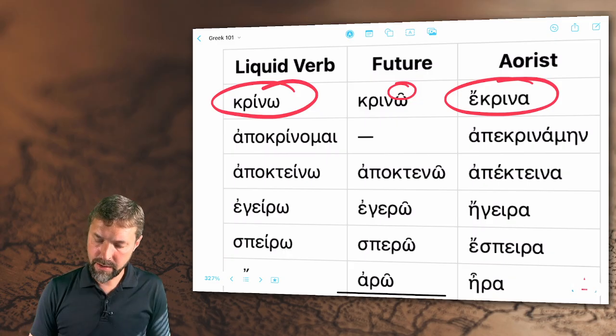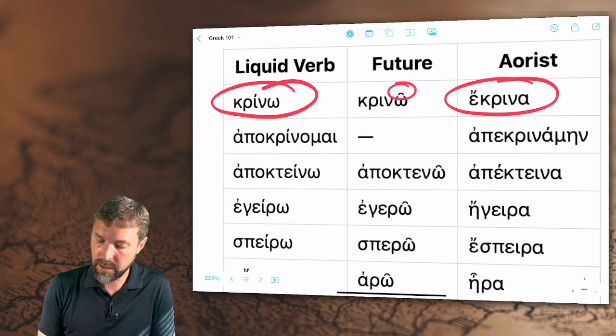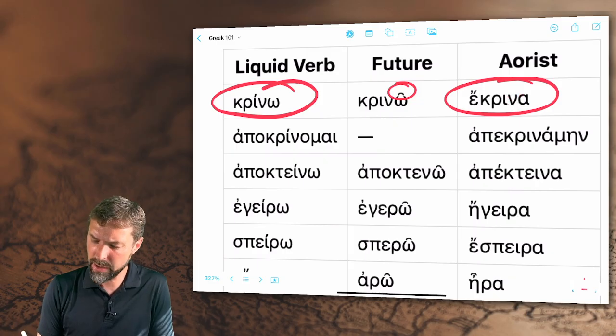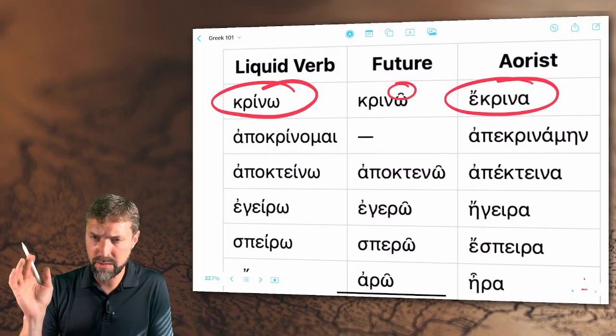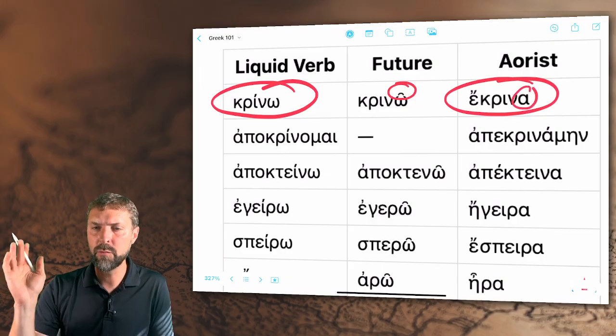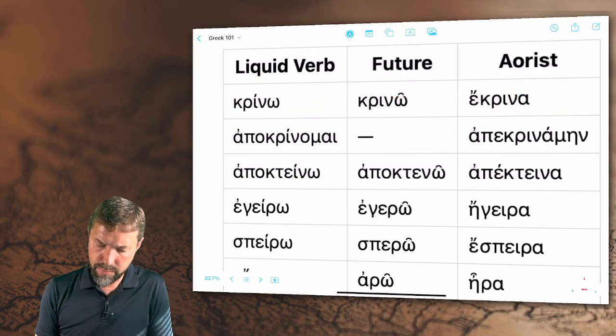That's it. And if I look at that form, my key would be to remember right here, oh, liquid letter. How else can I explain the alpha? It's got to be either imperfect or aorist because I have an augment. That alpha, where did it come from? Where's my sigma? Aha, liquid letter. Okay, I think that's my most straightforward liquid verb.